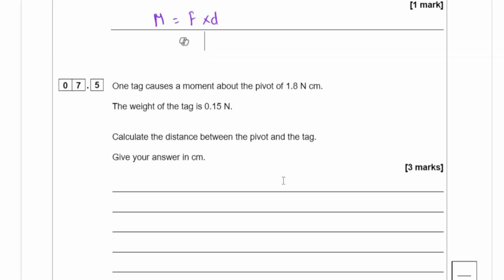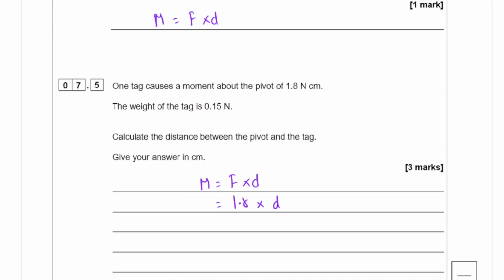One tag causes a moment about the pivot of 1.8 newton centimeter. The weight of the tag is 0.15 newton. Calculate the distance between the pivot and the tag. Give your answer in centimeters. So M equals F multiplied by D. Force is 1.8 multiplied by the distance, which you are trying to find out, the moment.